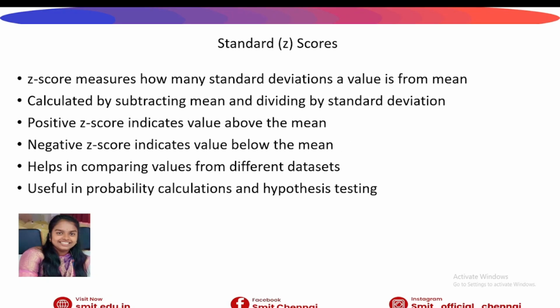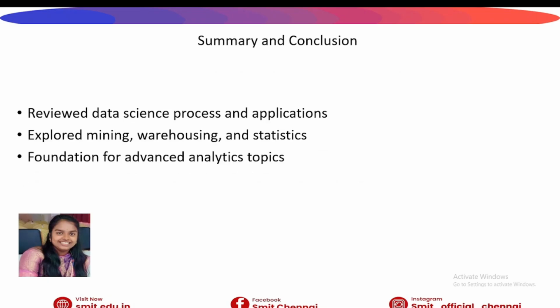And then an important topic, the standard z-score. It measures how many SDs a value is from the mean, calculated by subtracting the mean and dividing by SD. A positive z-score indicates a value above the mean, negative means below the mean. Helps in comparing values from different datasets. Useful in probability calculation and hypothesis testing.